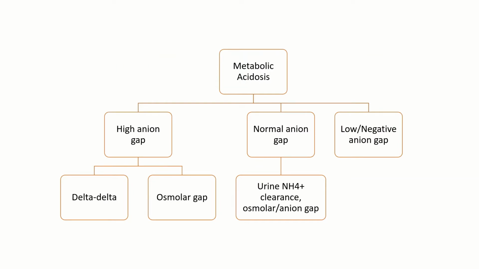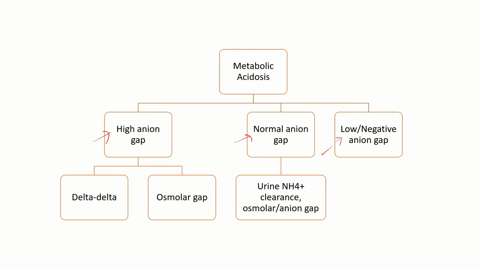Metabolic acidosis can be divided into three different parts. First is high anion gap metabolic acidosis, second is normal anion gap metabolic acidosis, and third is low or negative anion gap metabolic acidosis. When we talk about high anion gap metabolic acidosis, we need to understand two other concepts, delta delta and osmolar gap. We are going to tackle this later.